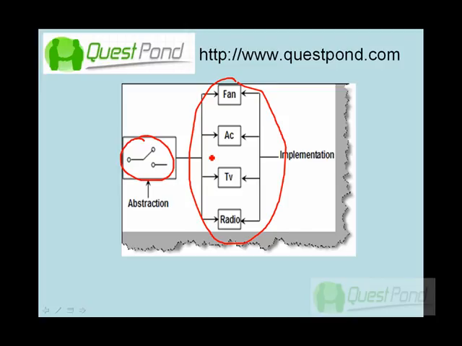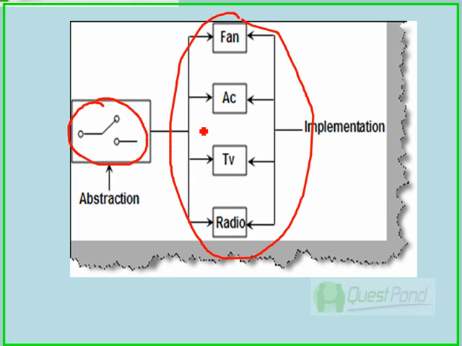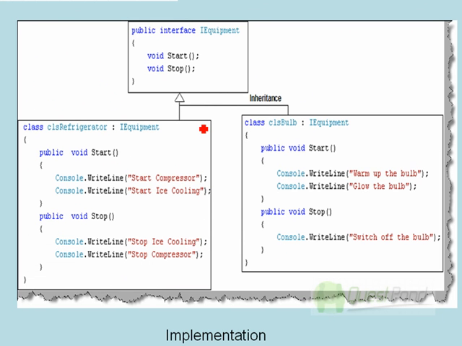So the switch is a very generalized thinking. It will start and stop any kind of equipment like AC, TV, radio, anything. And the implementations are the actual equipments, that is the fan, AC, and TV. So tomorrow, if I add a new equipment, I should be able to design a system in such a way that I don't need to change the switch. So first thing, as I said, you need to separate the implementation from the abstraction.